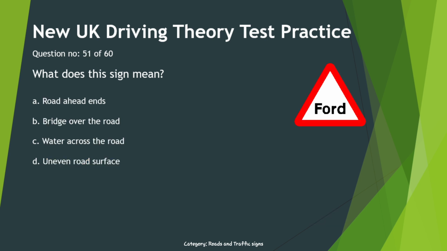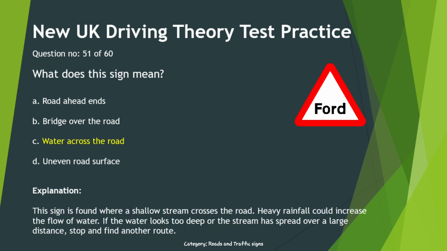Question 51 of 60. What does this sign mean? A. Road ahead ends. B. Bridge over the road. C. Water across the road. D. Uneven road surface. The correct answer is C. Water across the road. Explanation: this sign is found where a shallow stream crosses the road. Heavy rainfall could increase the flow of water. If the water looks too deep or the stream has spread over a large distance, stop and find another route.